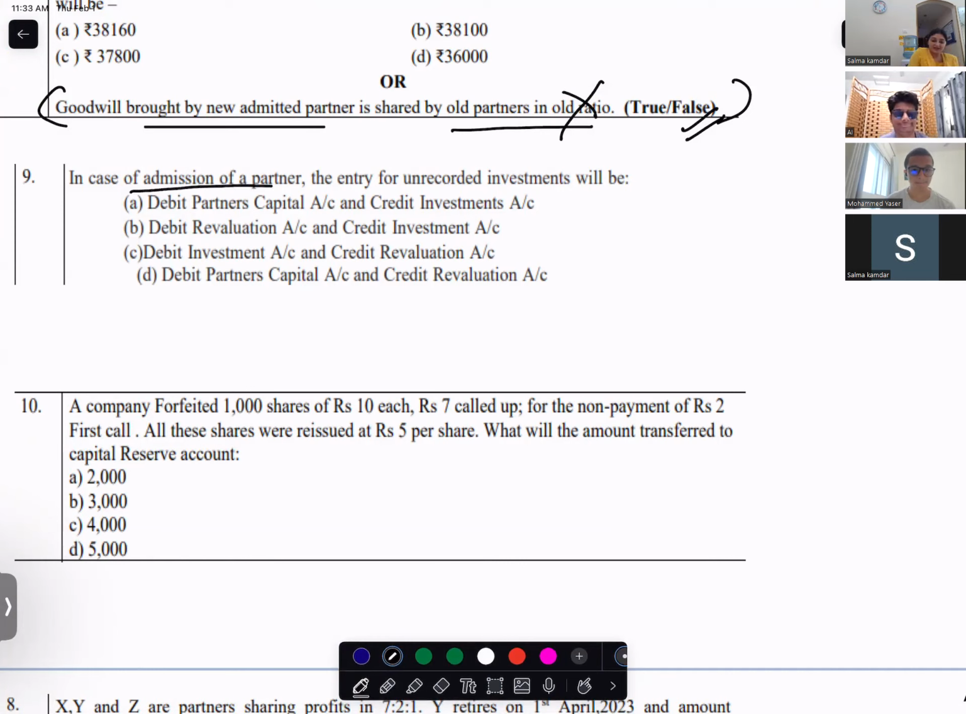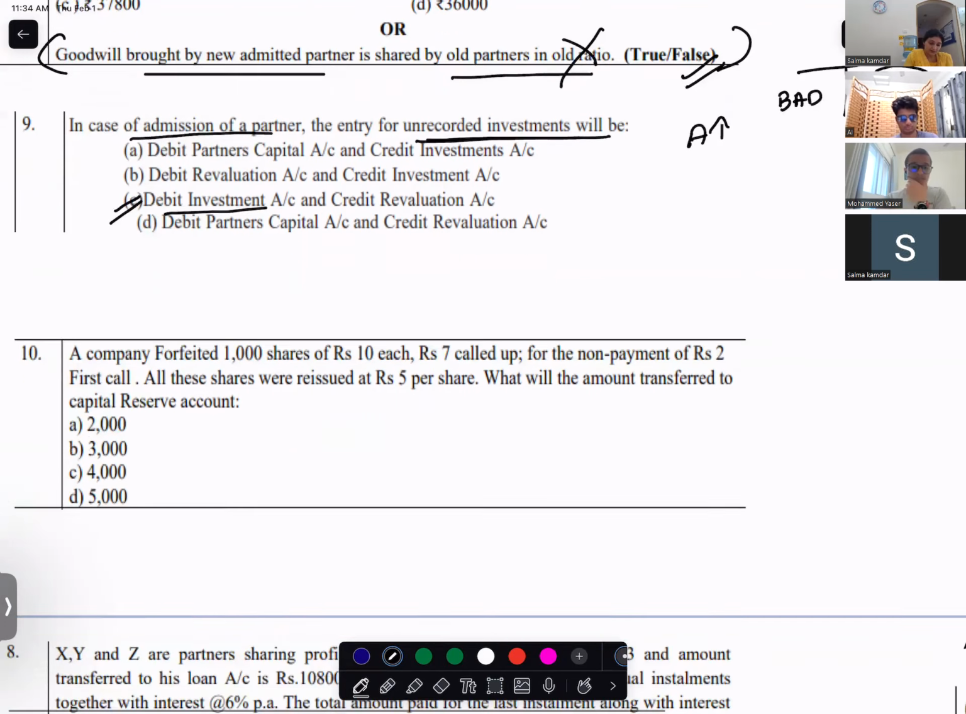In case of admission of a partner, the entry for unrecorded investment will be how much? Investment account debit to revaluation account credit. Why am I debiting the investment account? Because the asset is increasing. And in the revaluation account, all the good things happen here, all the bad things happen here. Yes, ma'am. Come on, next one.